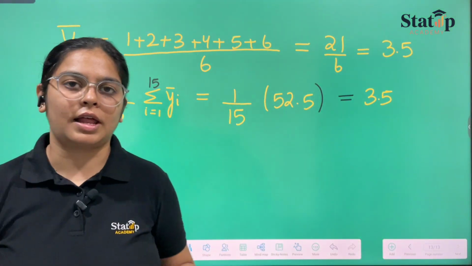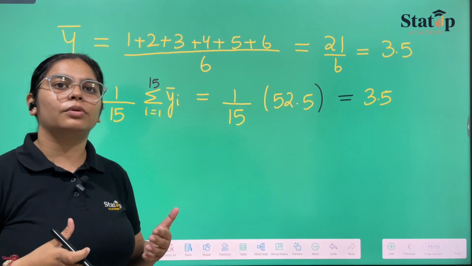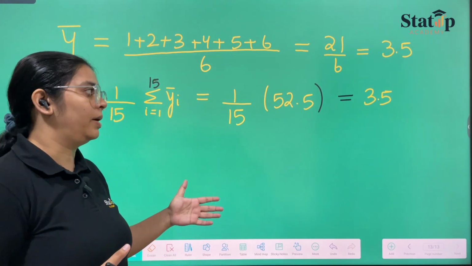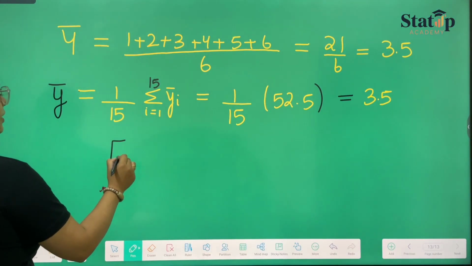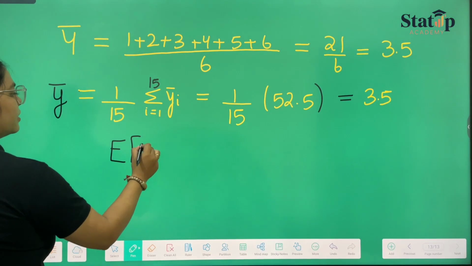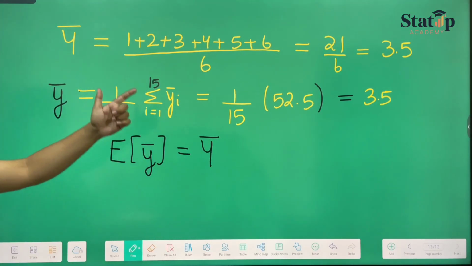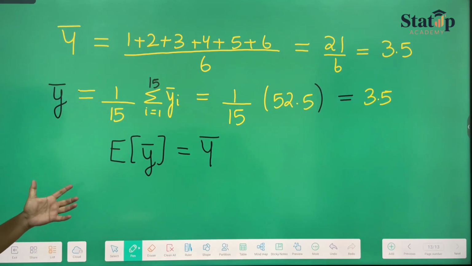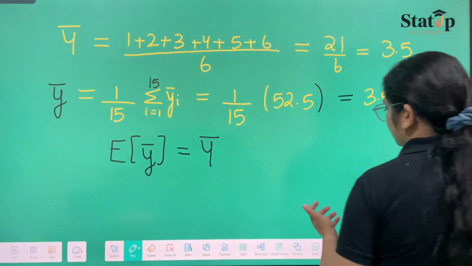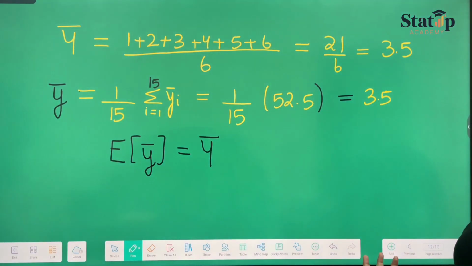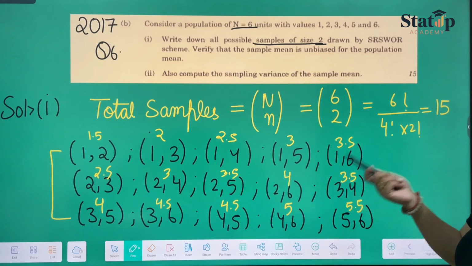There are different methods for calculation for everyone. I am not saying that you follow my method, but if you are not very good at it, then you can follow my method. So this is how we calculate. Now we see that the expected value of small y bar is exactly equal to capital Y bar, which is 3.5. Both are equal. So we can say that the sample mean is an unbiased estimator of the population mean. This we have verified by using this question.